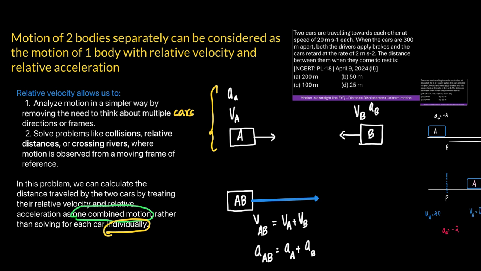Since both of these cars are moving in the opposite direction, we know that the relative velocity would be the sum of these two, which is VA plus VB. And one combined motion means, instead of having two different accelerations, we'll have one acceleration, which is the relative acceleration. Since both of the objects are moving in the opposite direction, acceleration would also add up, and therefore acceleration of AB would be AA plus AB. So we have two cars here. When we analyze the motion in a combined way, we have only one car with one relative velocity and one acceleration.